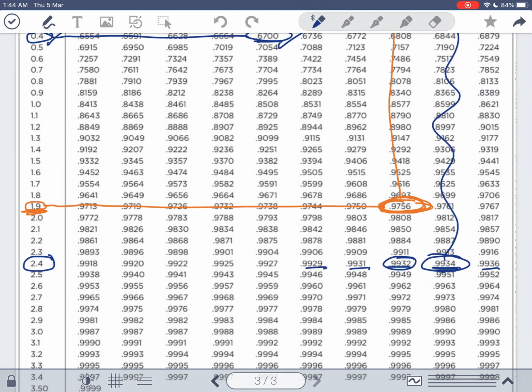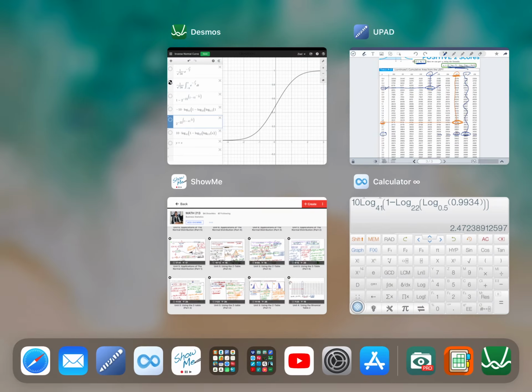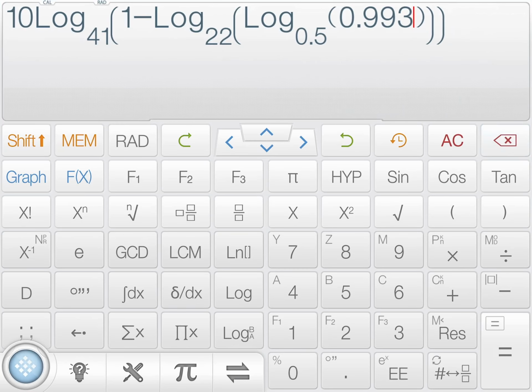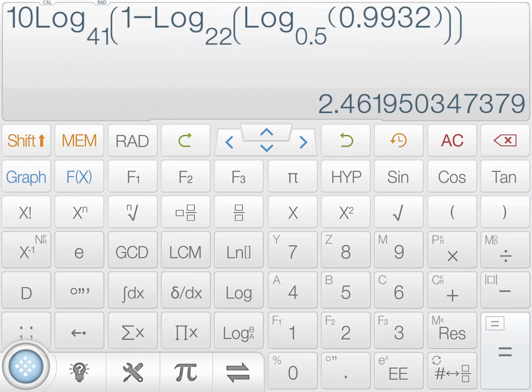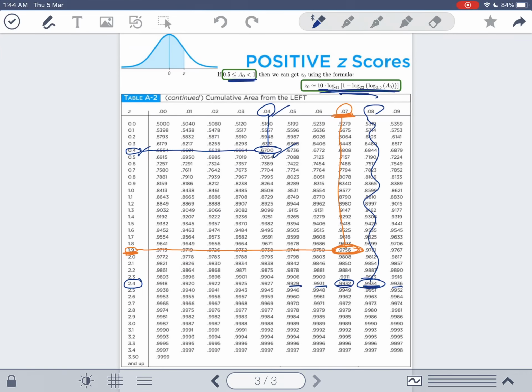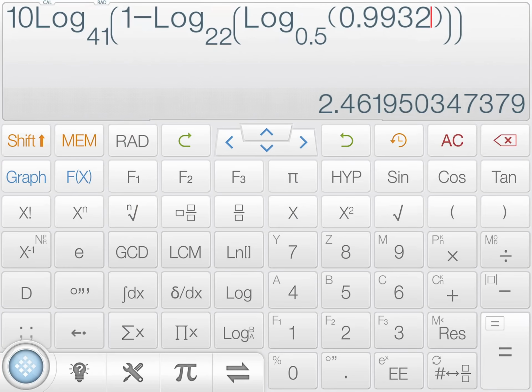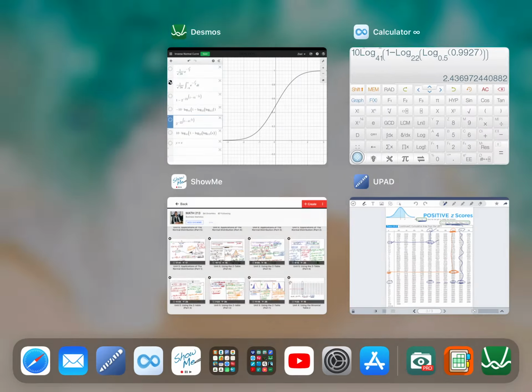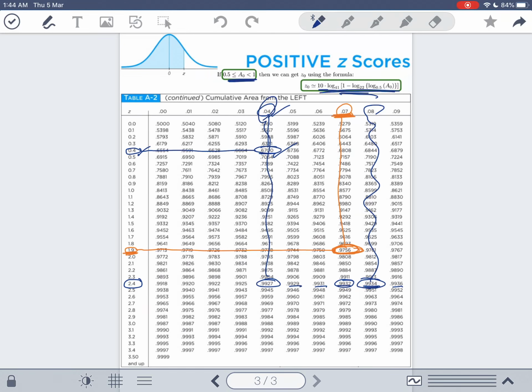Let's see if we put 32, would we get 2.47 also? 32, 46. Yeah, so let's see if we put 9927. 9927, 2.44. So it is 2.44 correctly. You see, yeah, there could be a problem with the last digit, but this is so minimal. The approximation is very good.